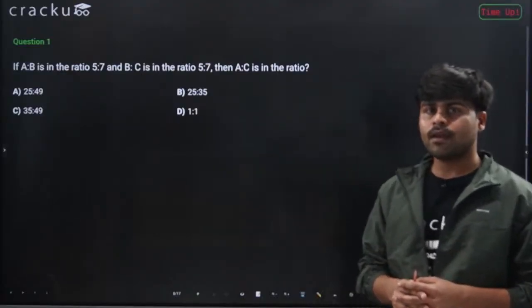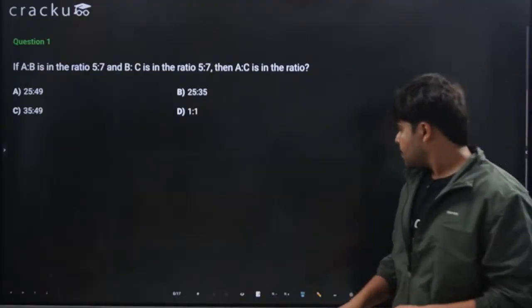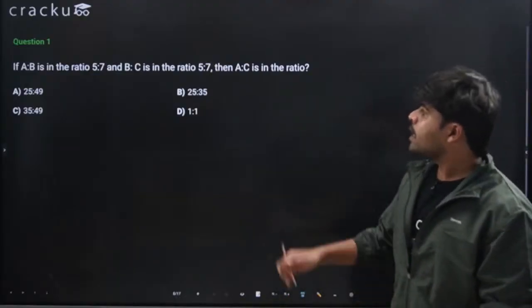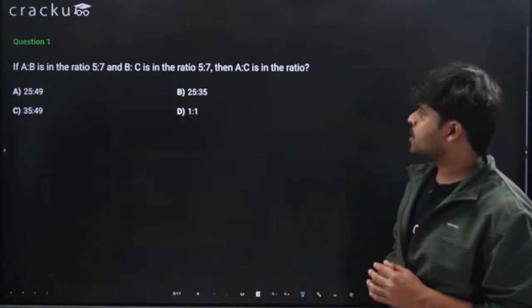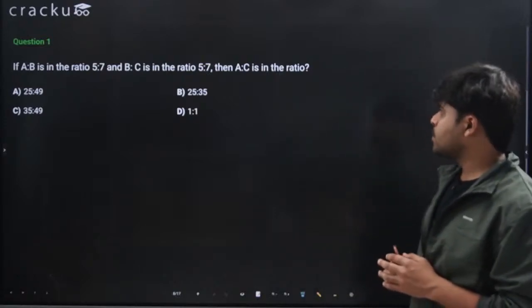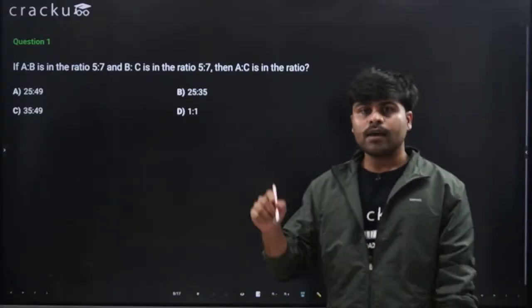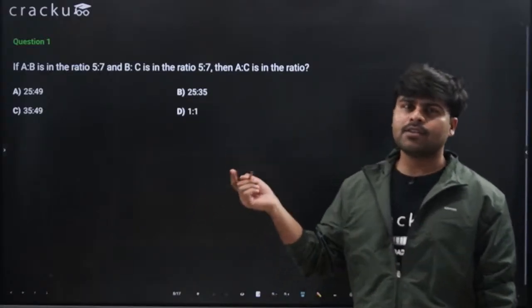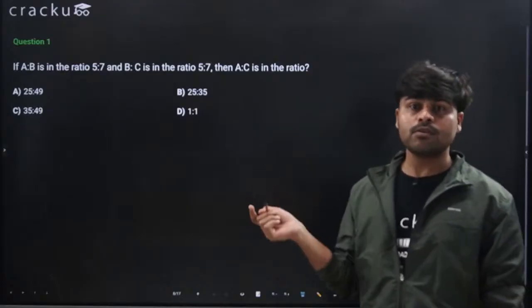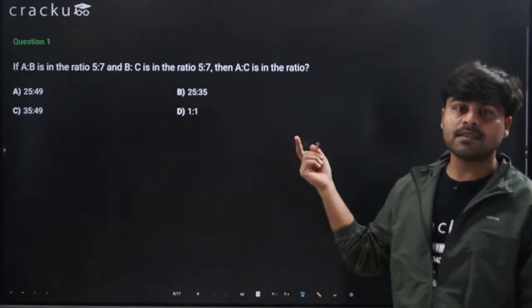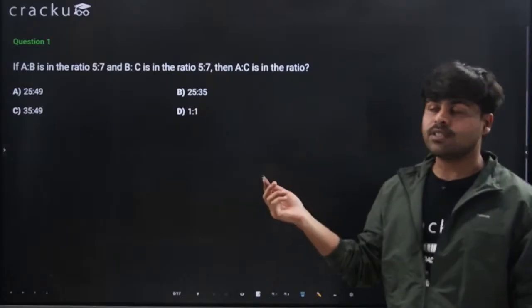Okay, so I think the time is over. Let's now solve this question. If A ratio B is in the ratio 5 ratio 7 and B ratio C is in the ratio 5 ratio 7, then A ratio C is in the ratio what? The question seems pretty simple, but actually it might take you a while to get a grasp of what exactly it is trying to say if you are really new to this.